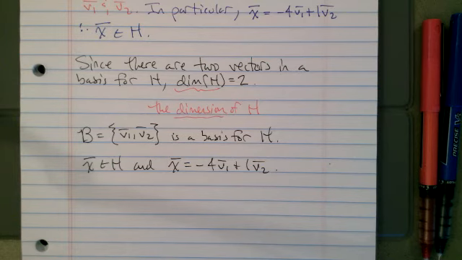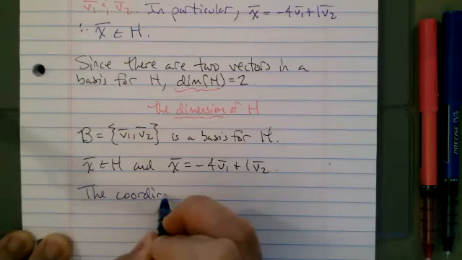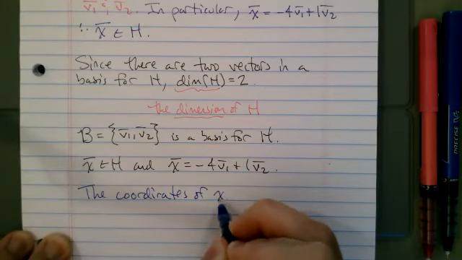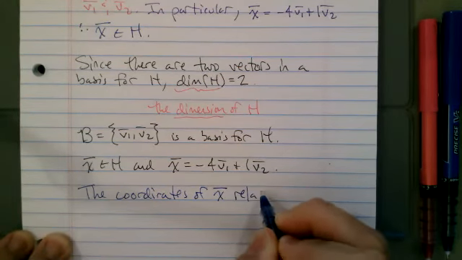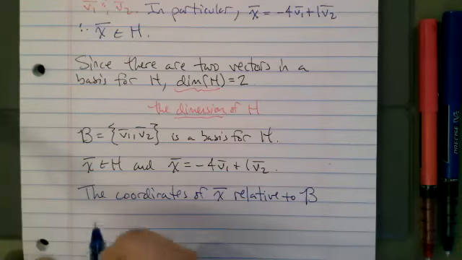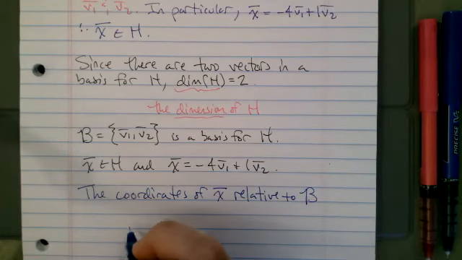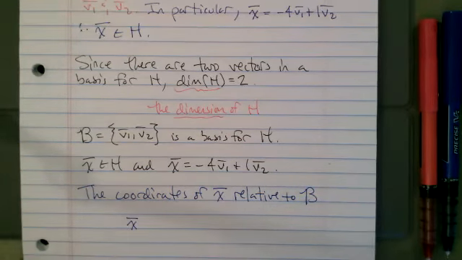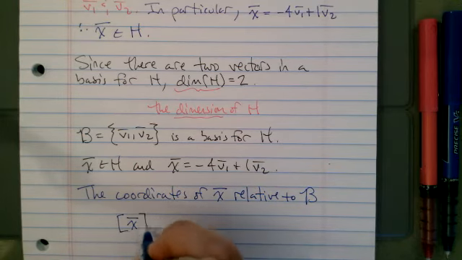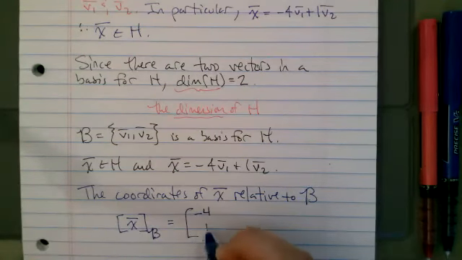So we'll say that the coordinates of X relative to B. So we're going to say the coordinates of x. And if I want to say, I'm going to describe x as a linear combination of the vectors in B, I put this in brackets and I make a subscript B. And I say the coordinates of x relative to B are -4, 1.